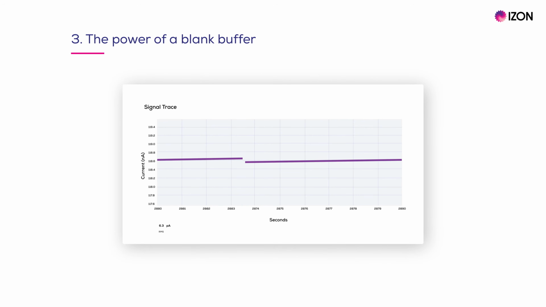Meanwhile, the ability to test a blank buffer provides confidence. When the solution is devoid of particles, there should be no blockades showing against the background current. This screenshot shows the signal trace when running a measurement electrolyte through the nanopore. As there are no particles in the measurement electrolyte, no blockades are present.